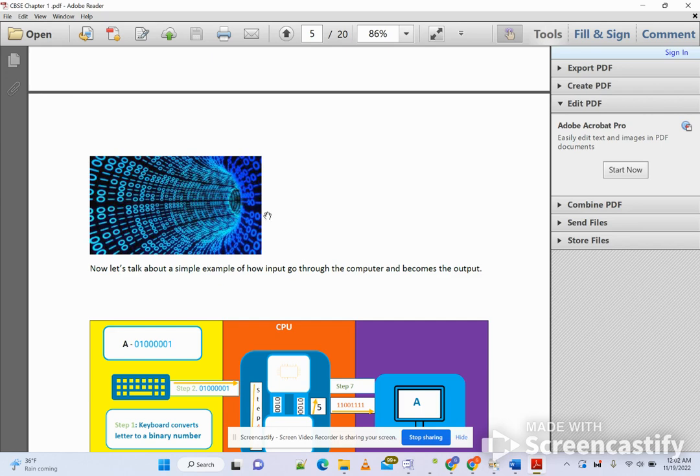Okay, now I need to stop. I have covered what makes a computer and what an input device is.